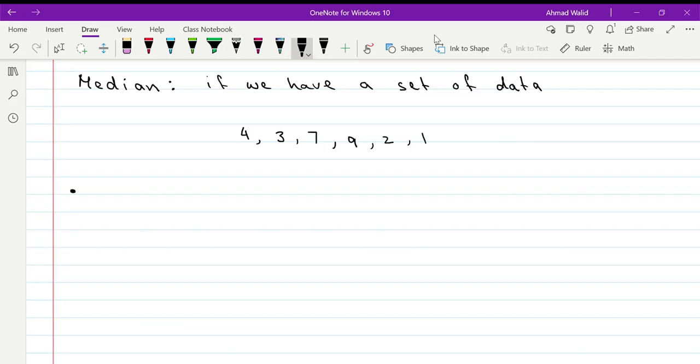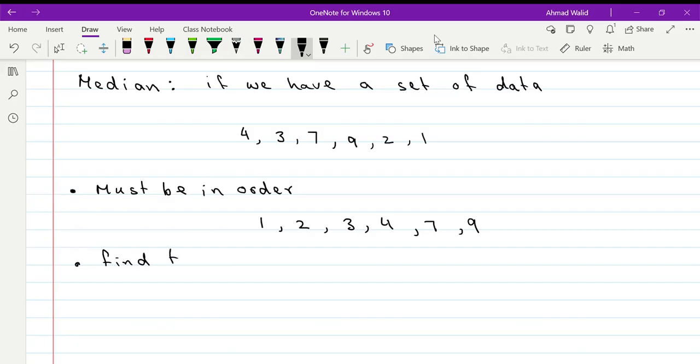Number one, your data set must be in order. First, you have to order your data set. Look here, I have 4, 3, 7, then 9, then 2, then 1. First, you have to order them like this: 1, 2, 3, 4, 7, 9. You have to order it first. Now, what you do after this is find the middle value.